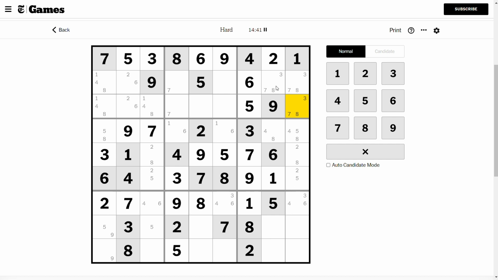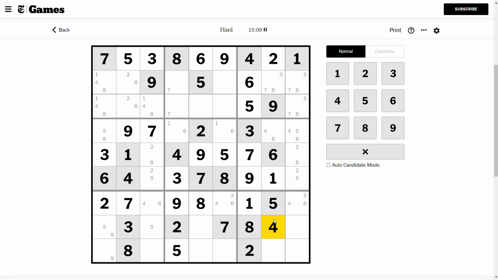Okay, now in column 8, 3, 4, 7, and 8 are the missing digits, but this cell sees 3, 7, and 8. So this must be a 4. Once again, this cell sees 1, 2, 3, 5, 6, 7, 8, and 9. So the only digit that this cell does not see is 4. So 4 must go into this cell, otherwise the cell would end up being empty.